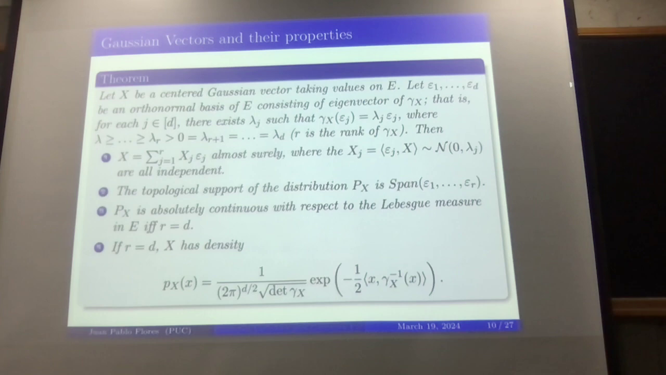And if r is equal to d, then one can find a density, and for that reason it's absolutely continuous with respect to the Lebesgue measure. I think that the most difficult part of this is the last one, but this is a computation. It's only computing things. So I'm going to ask again, any questions before we move to Gaussian processes, Gaussian spaces?